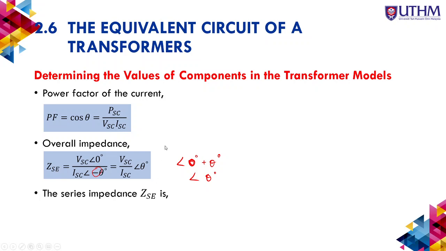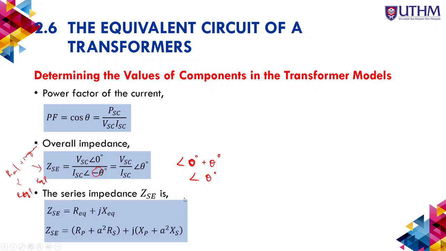Once you get this one, the Z equivalent will come out with a real and imaginary part. The real part is the R equivalent at the primary side, and the imaginary part is the X equivalent at the primary side. So we know that R equivalent is this equation, and the X equivalent is this equation.